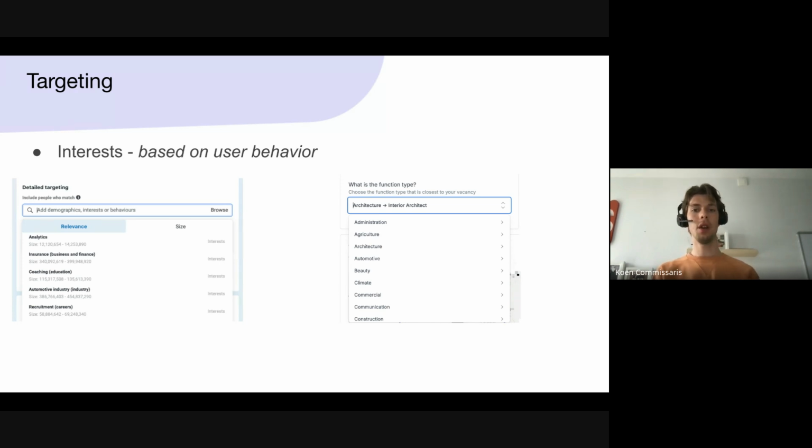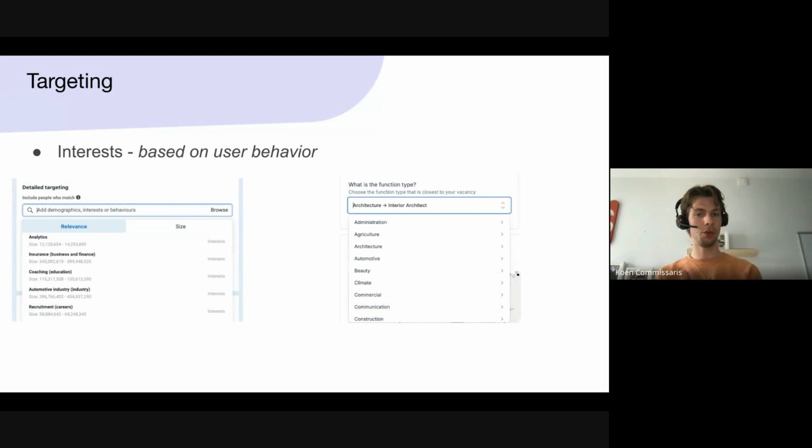And what we have done to make it easy for you: at the left you see a list of targeting options within Meta, and we have combined all related interest audiences that you can target into the function types that are available in sympl. So that is what you can see at the right.